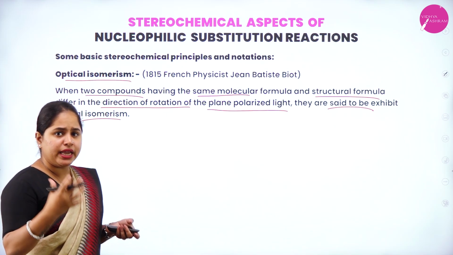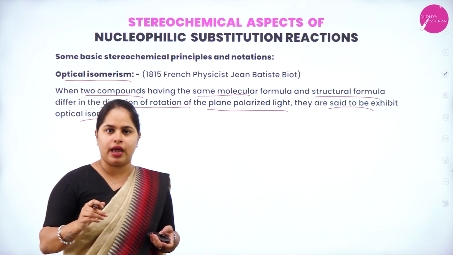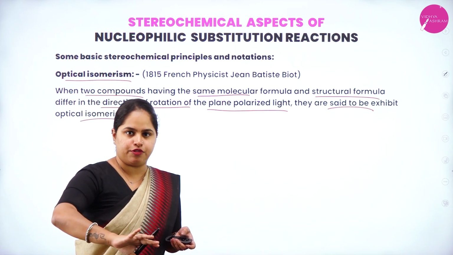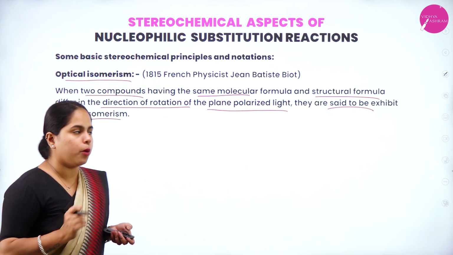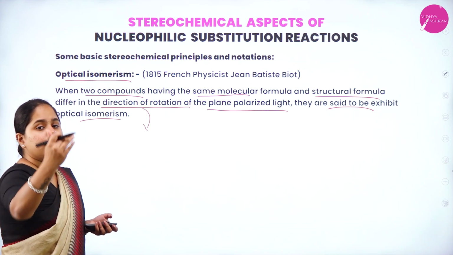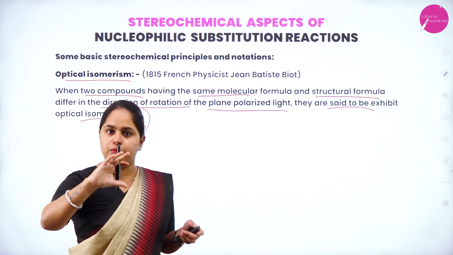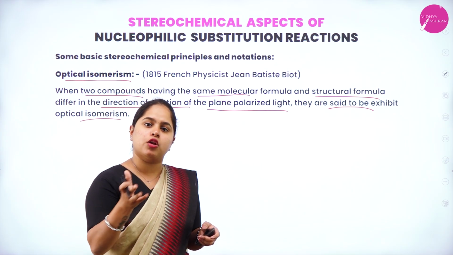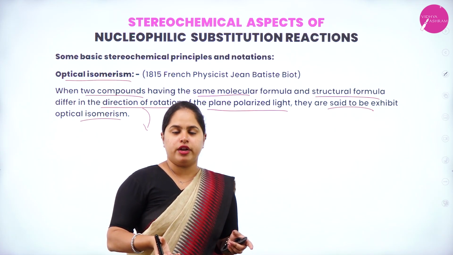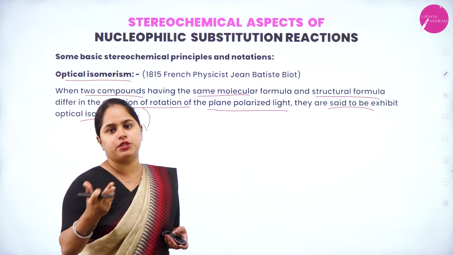So, when plane polarized light is passed through these compounds, what happens? It will rotate the plane polarized light either towards the right or towards the left. Based on that, we can say that they show optical isomerism. That is, they differ only in the direction of rotation. Of the plane polarized light passed through these two compounds, one will rotate it towards the right and the other will rotate it towards the left. So, only the direction of rotation of this light will be different. Other than that, their molecular formula and structural formula will be the same. So, such a pair is called optical isomers, right?